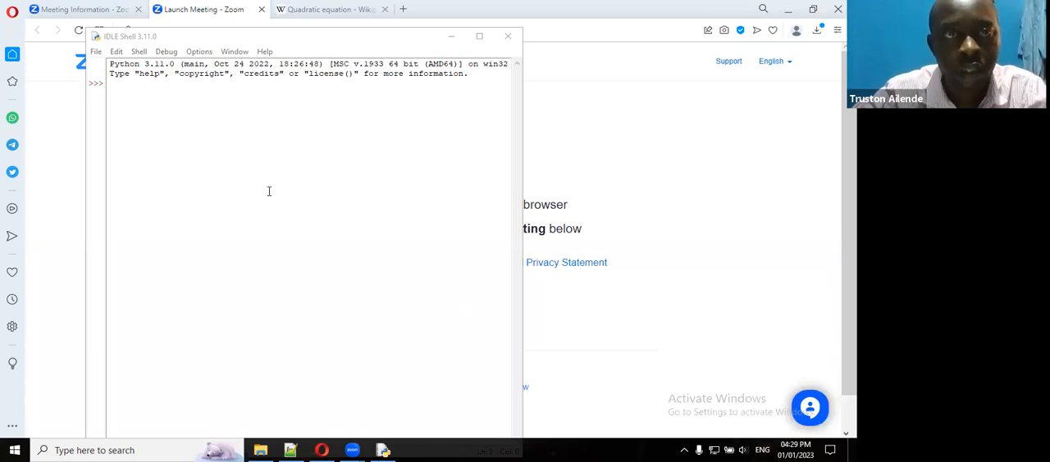In today's class, we'll be looking at how to create a quadratic equation solver. So let's get started. So here we have the Python shell which we launched. But what is a quadratic equation?